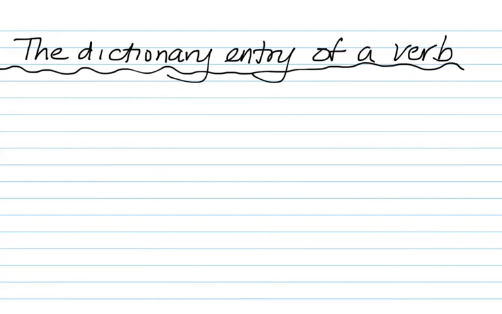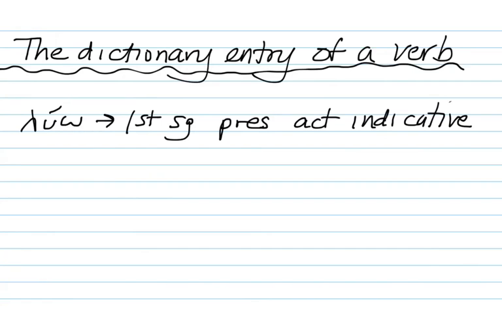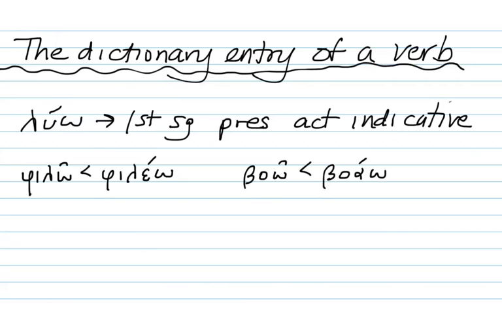So, for verbs, we're going to use our example verb luo. The dictionary entry is the first singular present active indicative. For contract verbs, the first singular present active indicative would be philo and boo, but that doesn't actually give you the minimum amount of information you need to form all forms of the word. So, in the dictionary entry, it's given to you in the uncontracted form, phileo and boao. That gives you the minimum amount of information you need.